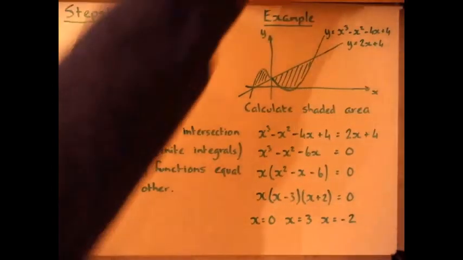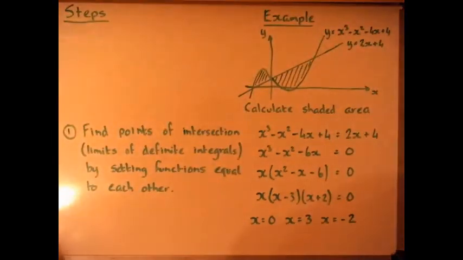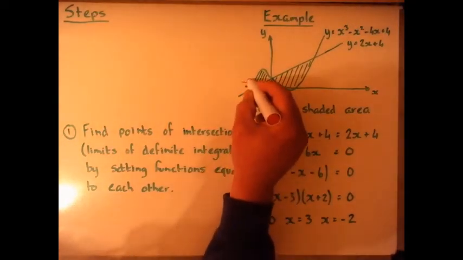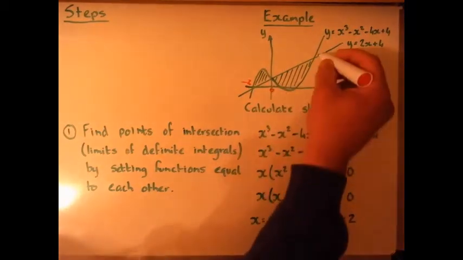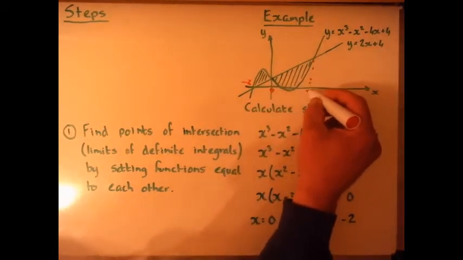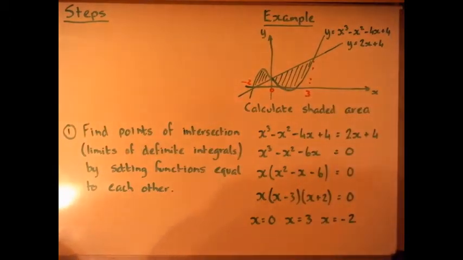So these are going to become the limits for my definite integrals. But 0, 3, negative 2, basically this point here is my negative 2. This point here is 0, and this point here is 3.